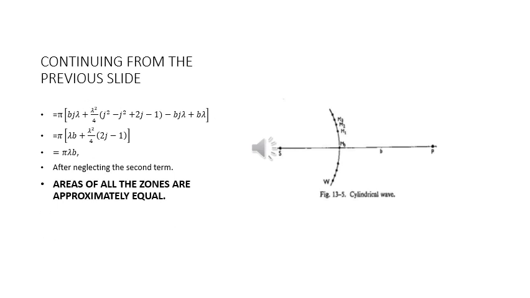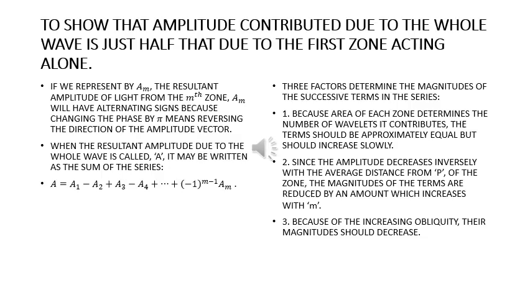Continuing from the previous slide and simplifying the expression further, the resultant comes out to be pi [b lambda plus lambda squared by 4 (j squared minus j squared plus 2j minus 1)], where we have gathered together the terms common to lambda squared by 4 minus b j lambda plus b lambda. Simplifying this, we get pi [lambda b plus lambda squared by 4 (2j minus 1)], which is equal to pi b lambda after neglecting the second term. So we find that the areas of all zones are approximately equal.